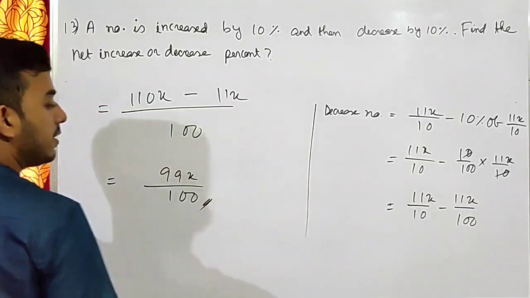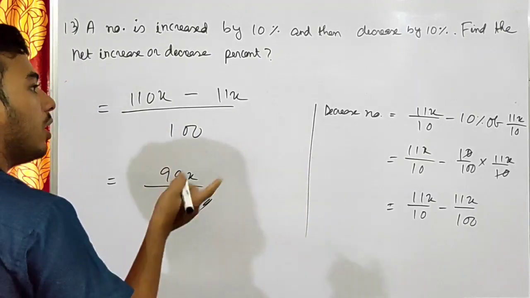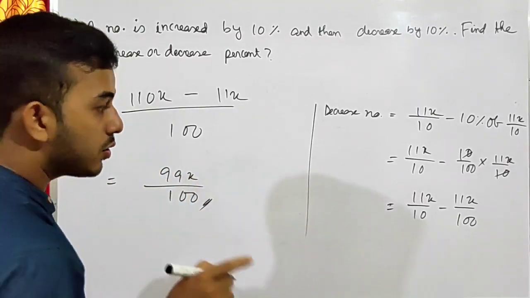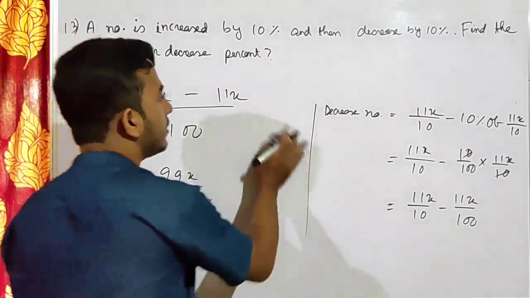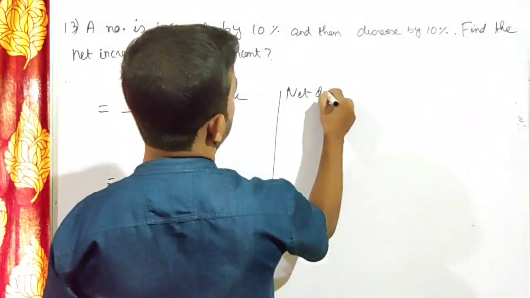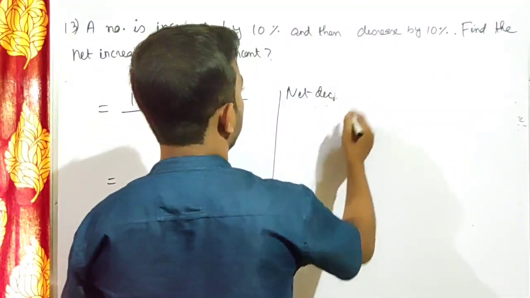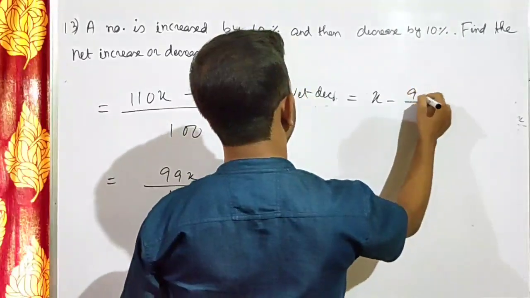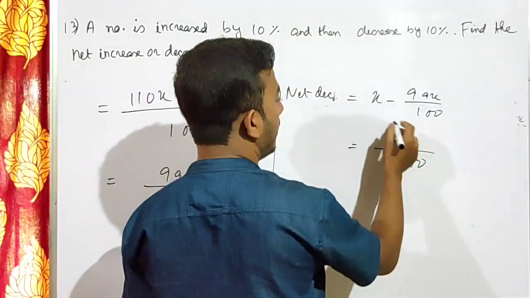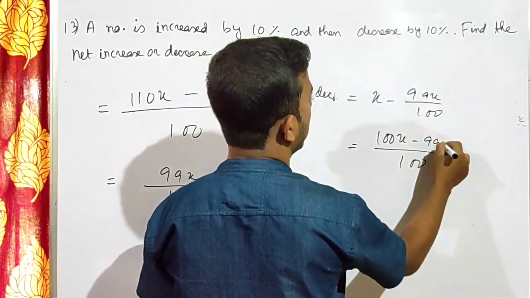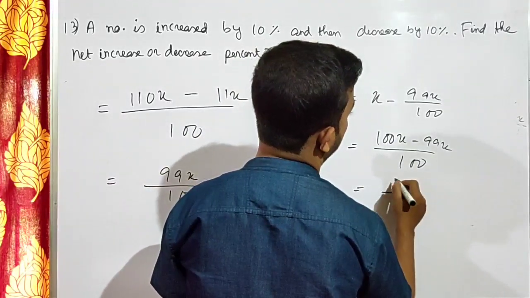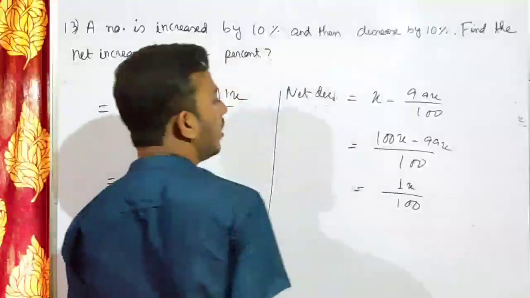So this is the decreased number, isn't it? Now we have to find out the net decrease. Net decrease will be what? Our original number was x, isn't it? So it will be x minus 99x by 100. Look, here the LCM will be 100, so it will be 100x minus 99x. 100x minus 99x is how much? It is 1x, so 1x by 100. Okay, 1x by 100.